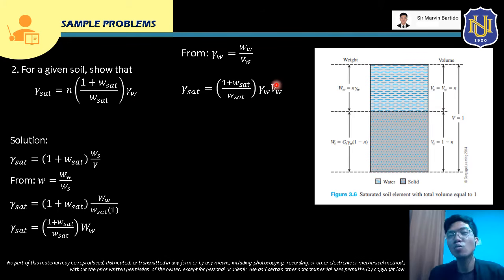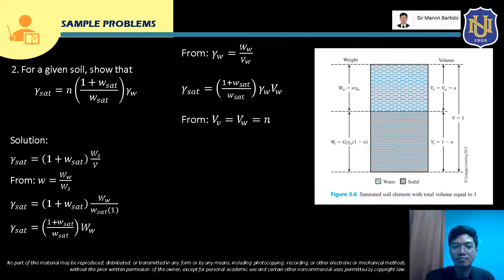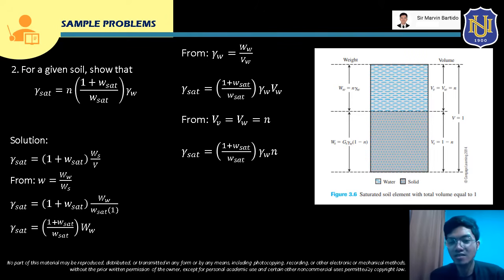Class, di ba yung volume ng water, di ba saturated tayo? So, yung volume ng void equal sa volume ng water. Okay, wherein yung volume ng water natin dito, class, equal sa n, di ba? Sa porosity. So, therefore, class, pwede na natin yan palitan. Yung mangyayari, class, yung volume ng water natin, n na yan. Okay, so ito na yun, class. So, from here, we already prove na yung gamma sat equal talaga dito. So, this will be the answer for this, class.